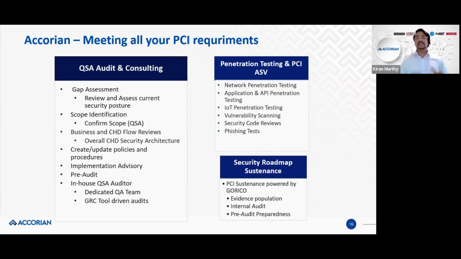Roadmap sustenance: we have the sustenance plan. We have our in-house GoRICO tool, where we will identify all your tasks and all your requirements. We have the different architectures, and we made it explicitly for PCI, so that we can track the entire data and your sustenance activities are managed. We'll also make sure that your evidence population is done month-on-month and you submit your compliance report. We also conduct internal audits for the betterment of your organization as well. This is our one-stop solution, meeting all your PCI requirements.